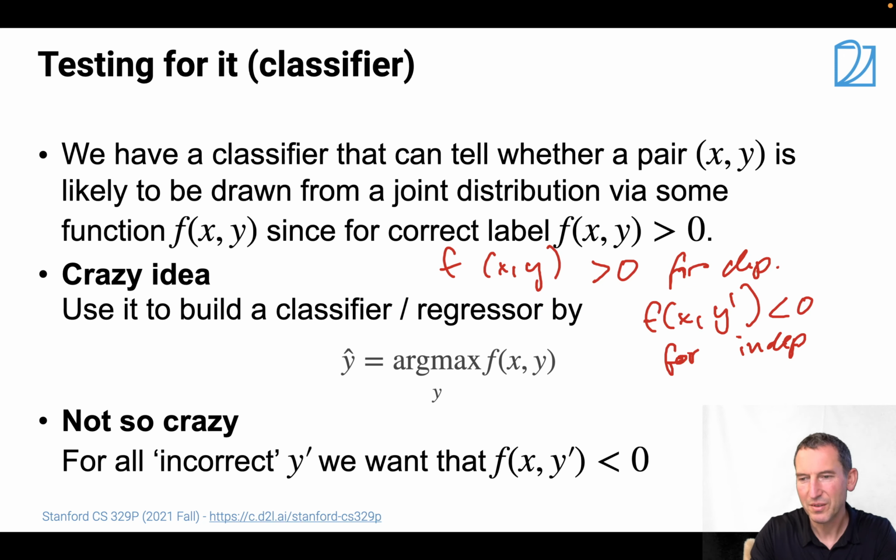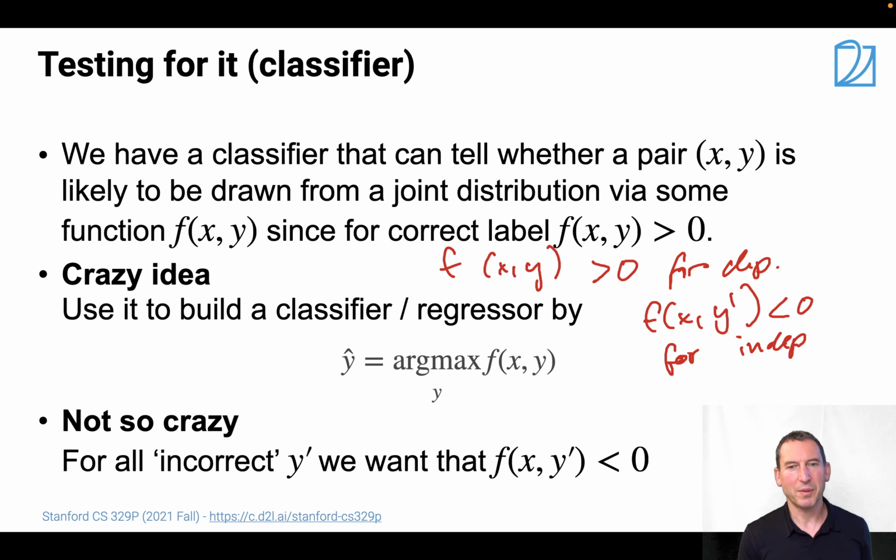And as such, of course, I can go and distinguish those two. Now I can turn this around and ask, well, given an x, what kind of y would make this x and y pair look the most dependent possible? And the easiest way to do that then is to take this function f of x and y and run the argmax with regard to y.